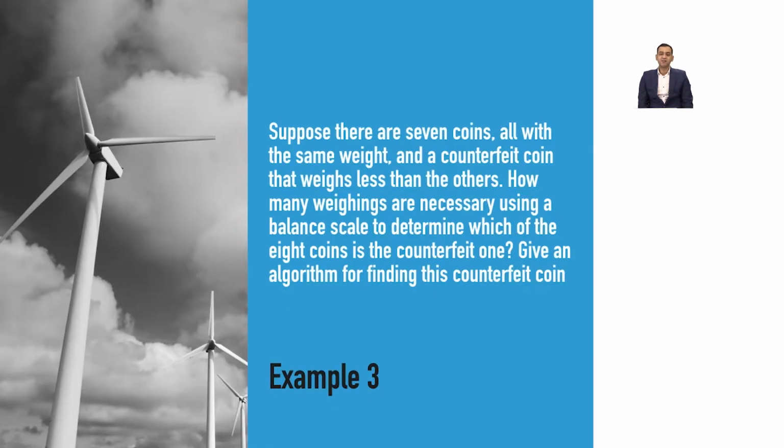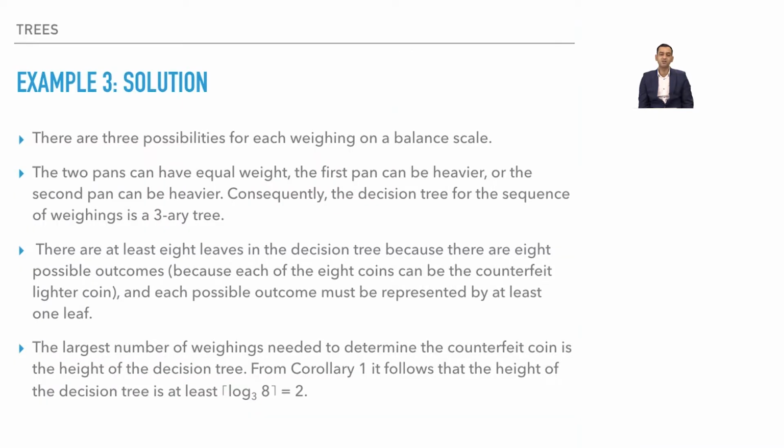Suppose there are 8 coins, all with the same weight except for one counterfeit coin that weighs less than the others. How many weighings are necessary using a balance scale to determine which of the 8 coins is the counterfeit one? Give an algorithm for finding this counterfeit coin. There are 3 possibilities for each weighing on a balance scale. The 2 pans can have equal weight. The first pan can be heavier or the second pan can be heavier.